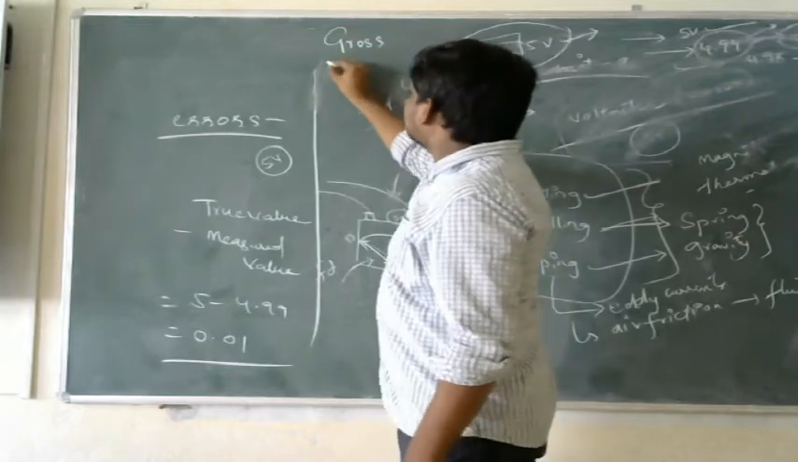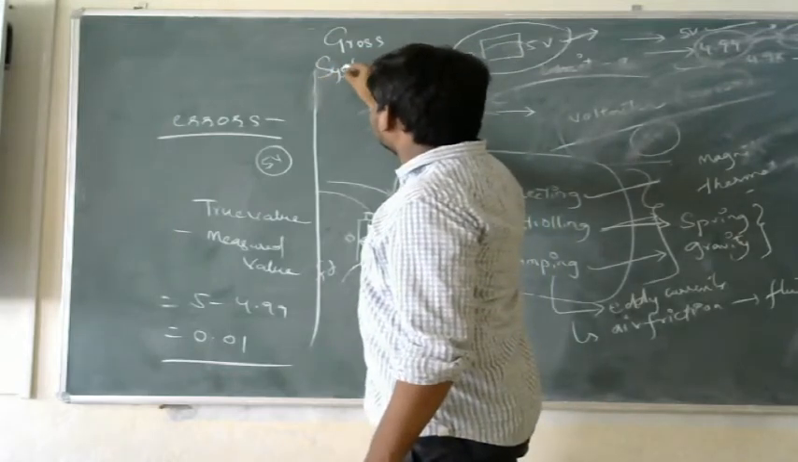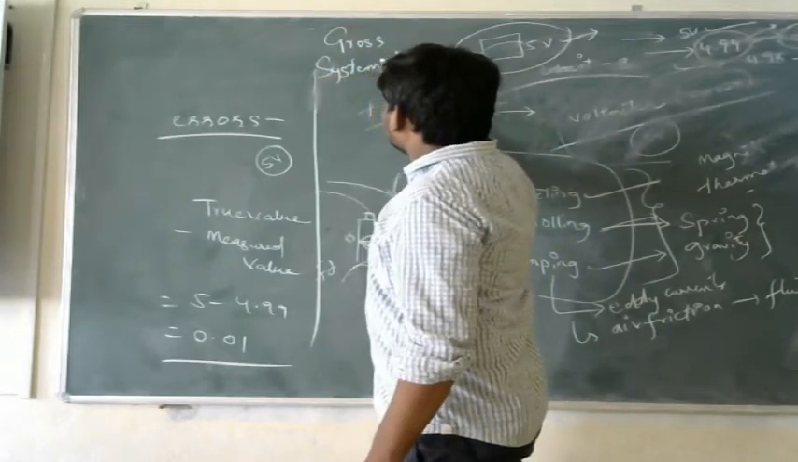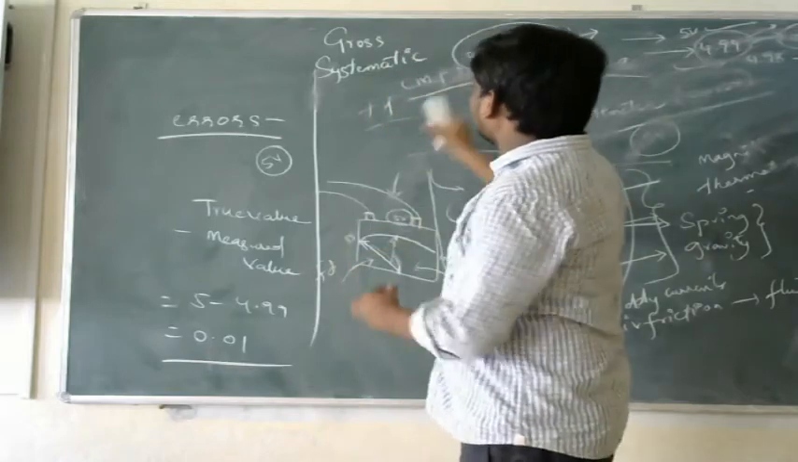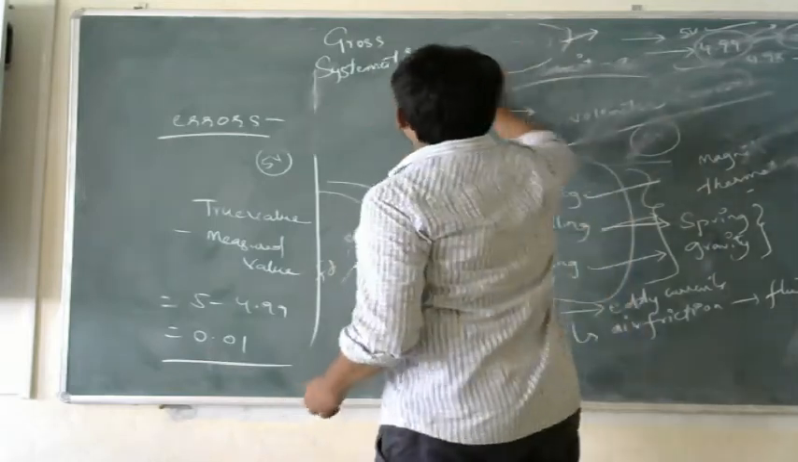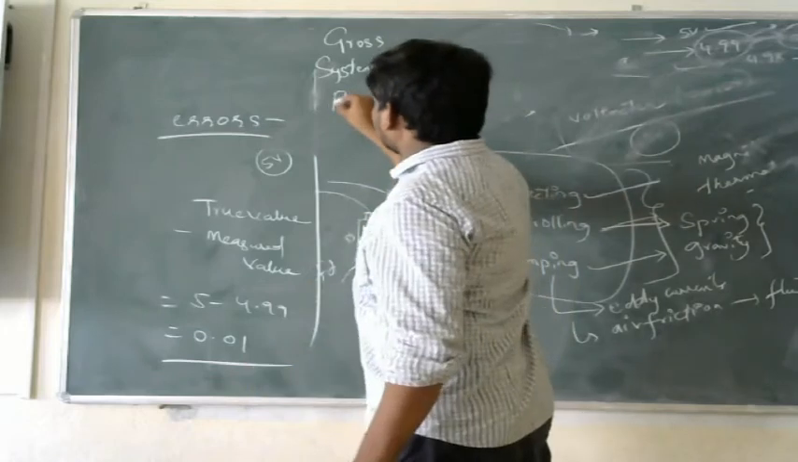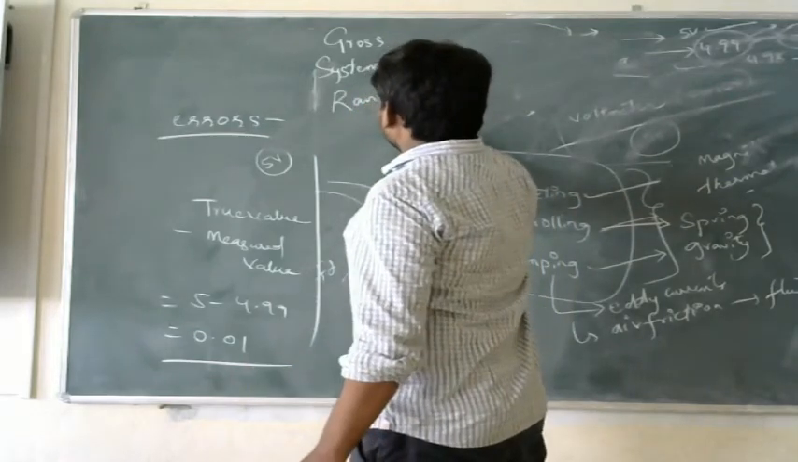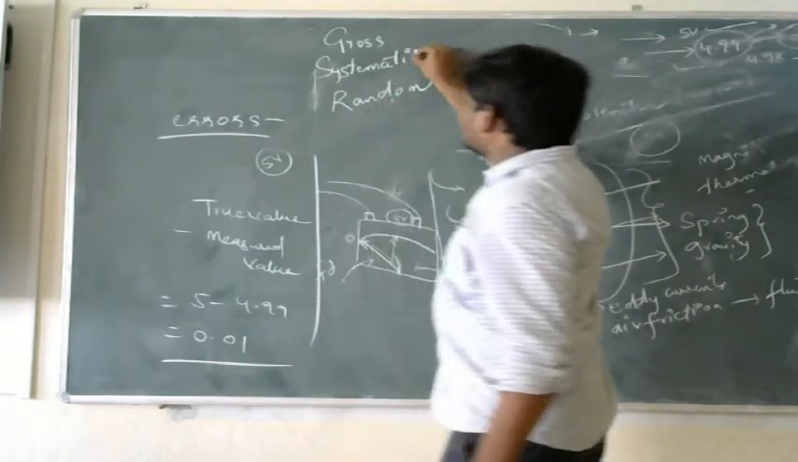Second one is systematic errors. And coming to the third classification of error, it is random errors.